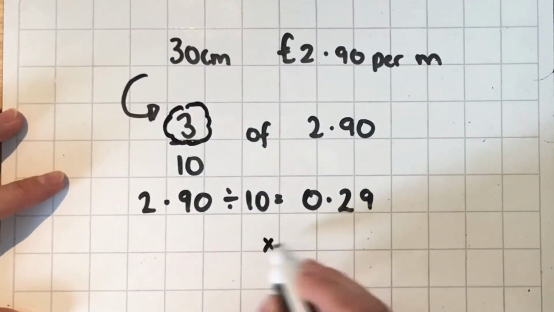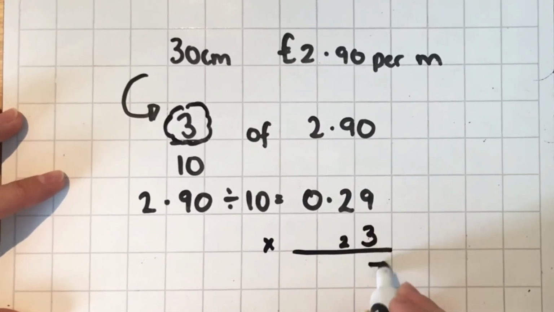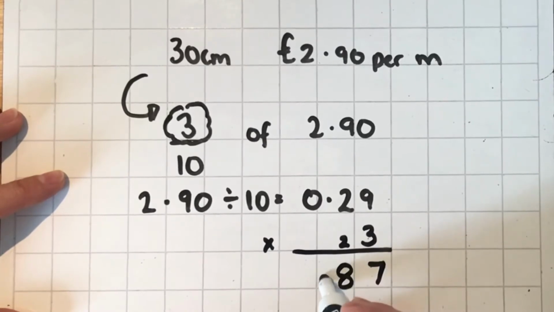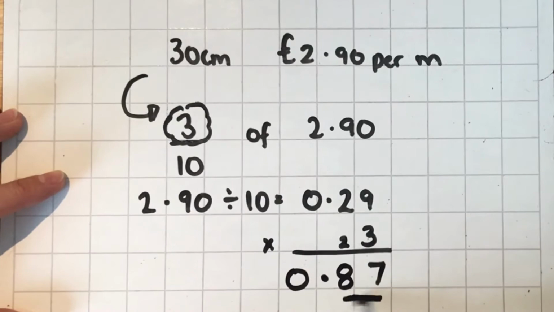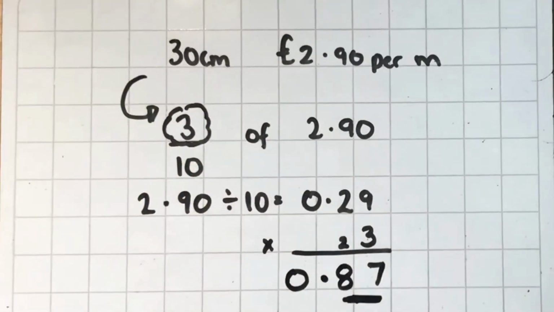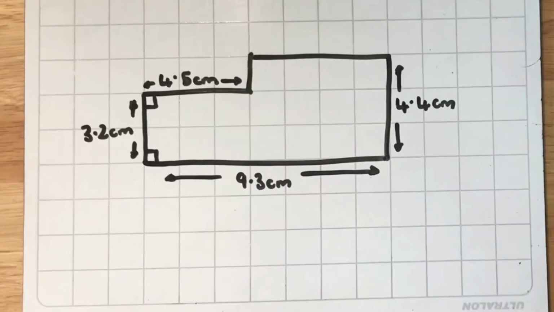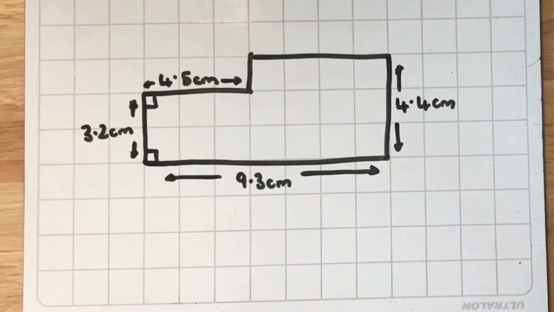So divide by the denominator, multiply your answer by the numerator. So you're going to do 29 times 3. 9 3s are 27. 2 3s are 6, plus 2 gives you 8, decimal point doesn't move, 0 times 3 is 0. So your answer is 0.87, which is 87p.